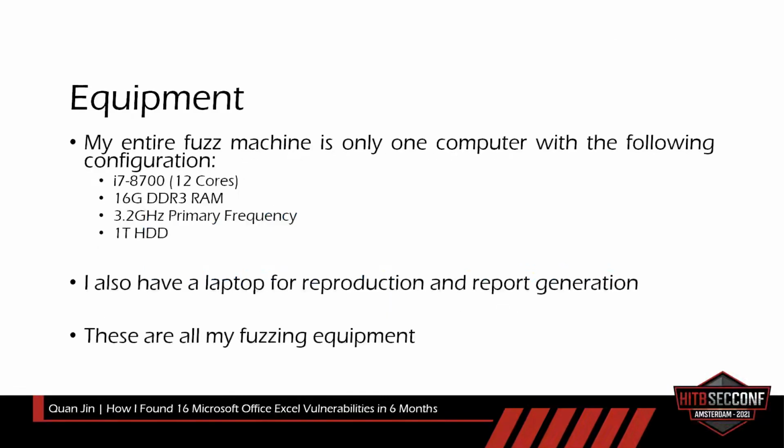My entire fuzzing machine is only one computer with the following configuration: i7-8700, 12 cores, 16 GB DDR3 RAM, 3.2 GHz primary frequency, 1 TB HDD. In addition, I also have a laptop for reproduction and report generation. These are all my fuzzing equipment.